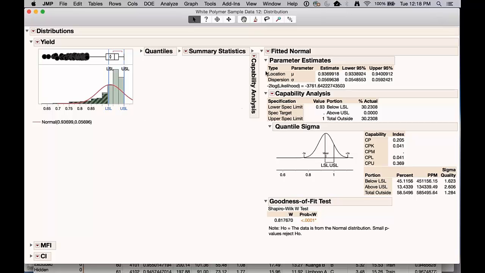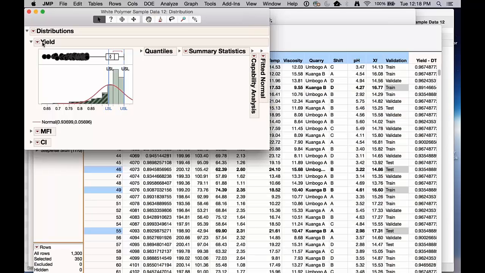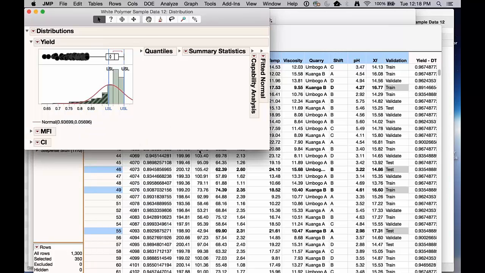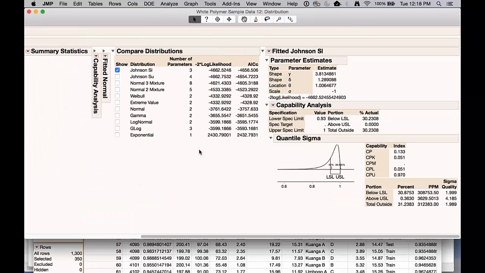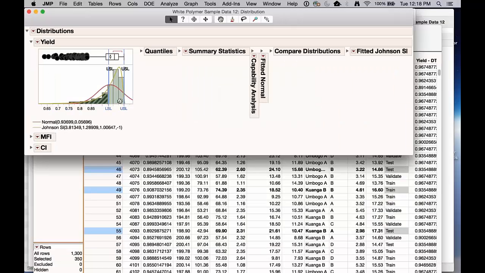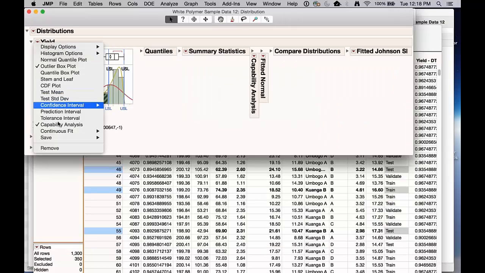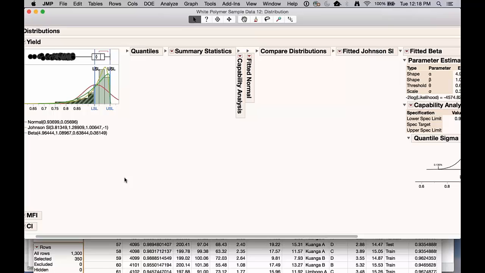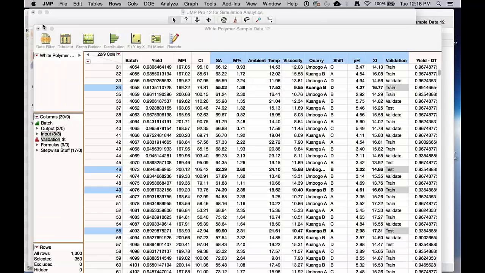Maybe there's another distribution, a better fit. You can go to that continuous fit, and you can say all, and you can let JMP try to find something that is better. And here it's telling me I have a Johnson distribution that's better. I've got one that I'm just going to ask for because I'm told this works really good with yield data. This one's called a beta. And actually, I'm going to start over so this is really clear to us.